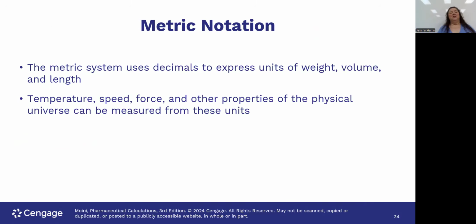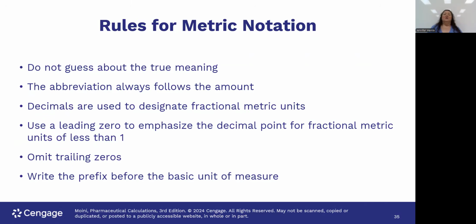So, metric notations. The metric system uses decimals to express units of weight, volume, and length. Temperature, speed, force, and other properties of the physical universe can be measured from these units. So we have some rules for metric notation. Do not guess about the true meaning. Anytime you're unsure, get clarification, look it up. But just do not guess.